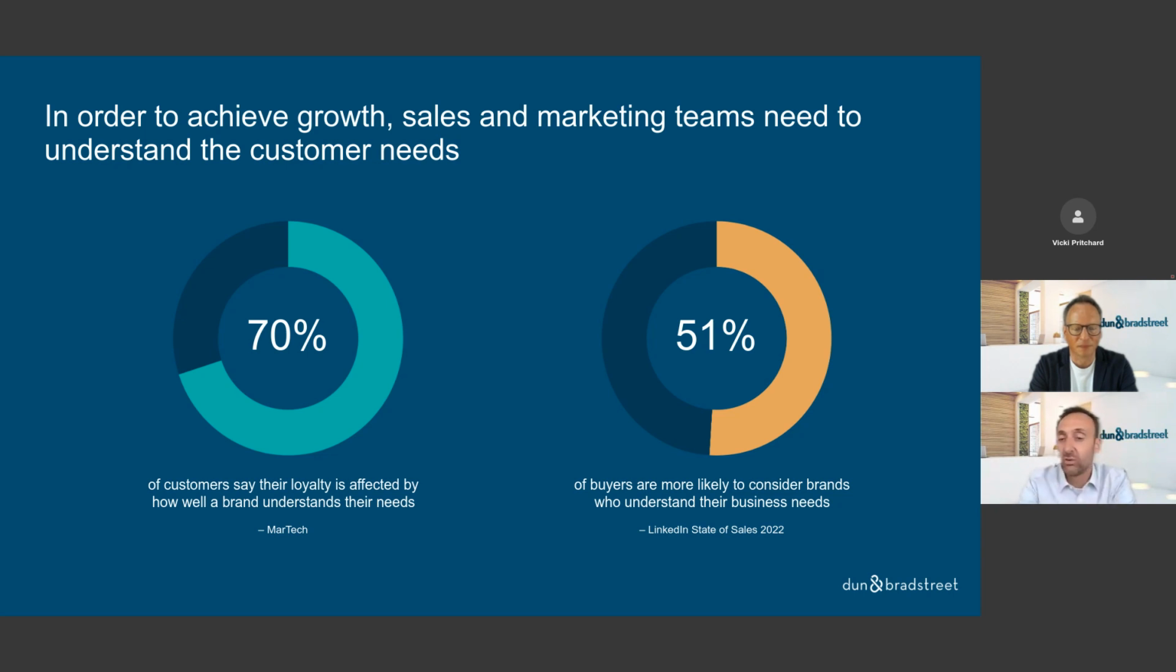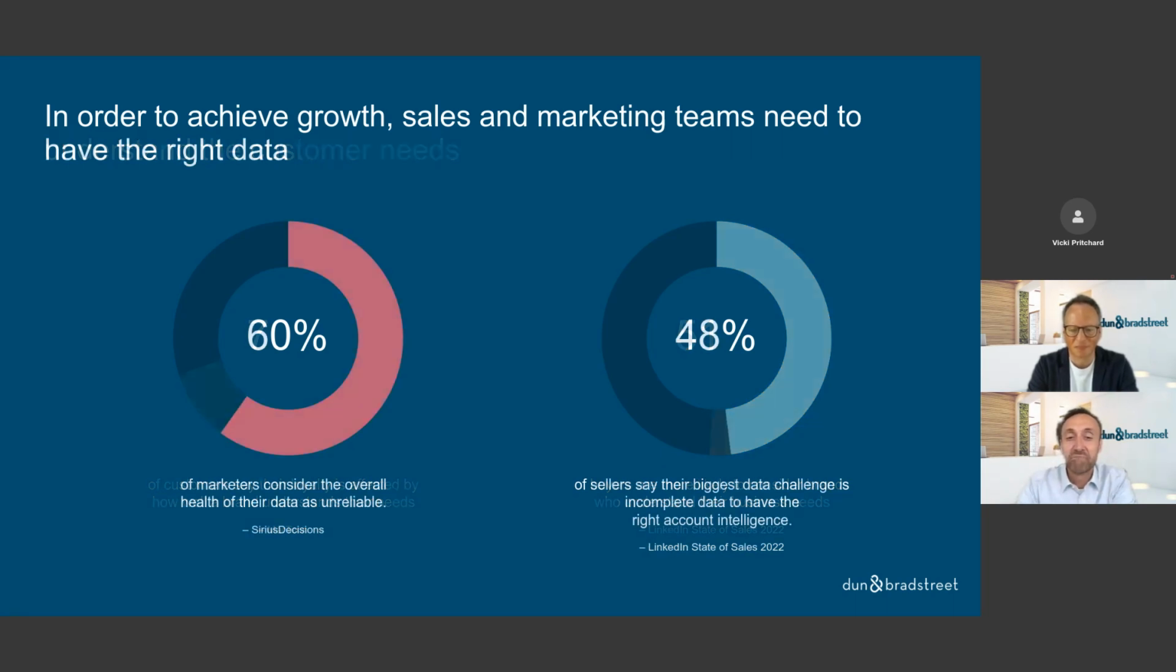The same also, 50% saying, okay, I consider brands as really reliable if someone really understands my business needs. So it's really clear what our customers are expecting, are demanding from us. But if we ask sales organizations, and if you ask marketing organizations, do we feel confident? Do we have everything to understand our clients? Then the answer is the opposite.